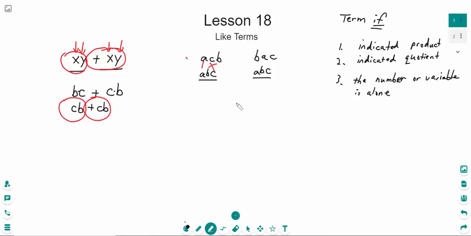All right. Let's try an indicated product with a number coefficient. So let's start with maybe 3xy.